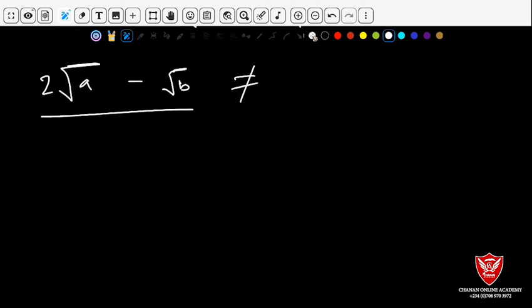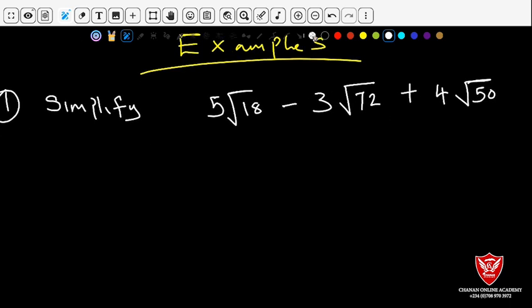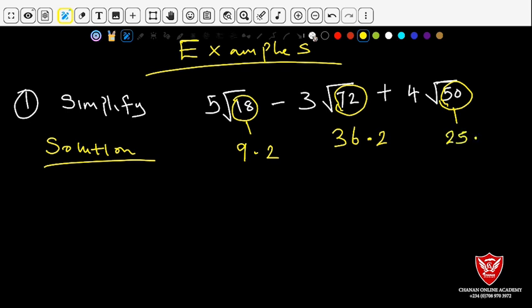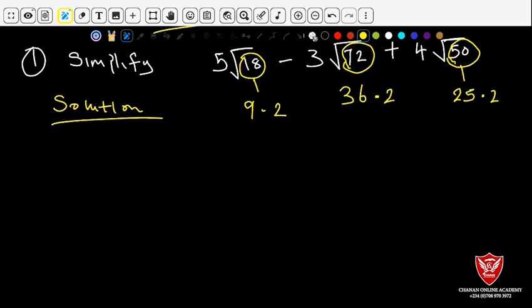Let's take some examples. So this is an example before us. We are asked to simplify this surd. So the first thing we need to do is to break each of the surds into 2 factors. So for root 18, we have 9 multiplied by 2, which is 18. For root 72, we have 36 multiplied by 2, which is 72. And for root 50, we have 25 multiplied by 2.